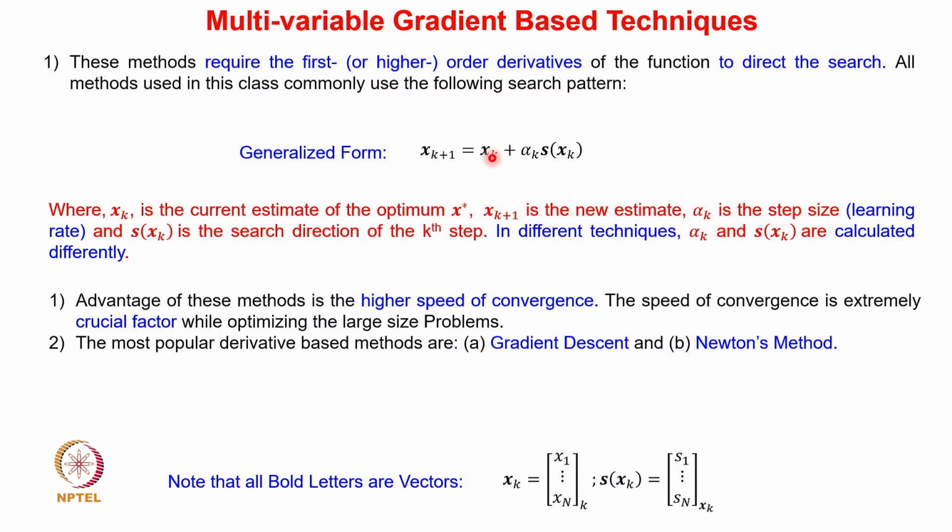These are nothing but xk, the column matrix given as x1, x2 all the way to xn, and sxk is nothing but the directions with respect to each of these variables. So these are given as s1, s2 all the way to sn at the kth iteration.